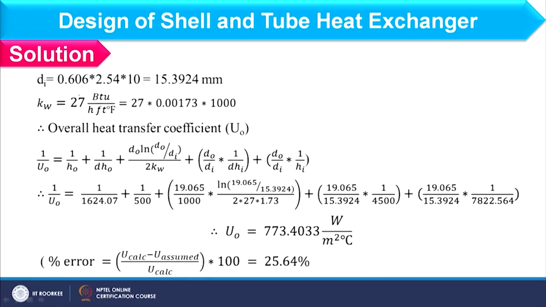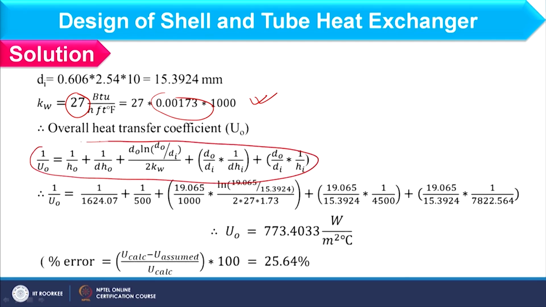So, that thermal conductivity you can assume as 27, and when I convert it, I can find the thermal conductivity like this, and you put all the values in this expression, and overall heat transfer coefficient you can find as 773.4. I should compare that with the assumed value. So, if I consider that, the percent error I am finding as 25.64.